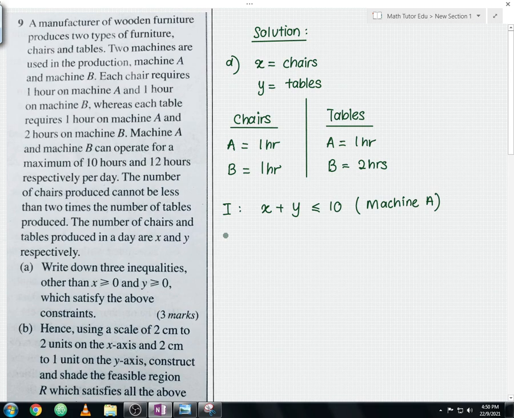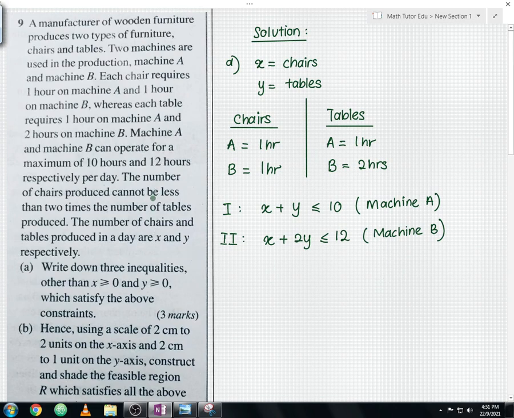Okay, so continue to the second constraint. This is for machine B, with a similar step as the first constraint. So from here, X hours of chairs, plus 2Y of tables. It should be within 12 hours. So this is for machine B. Okay guys, I hope you are clear about this.